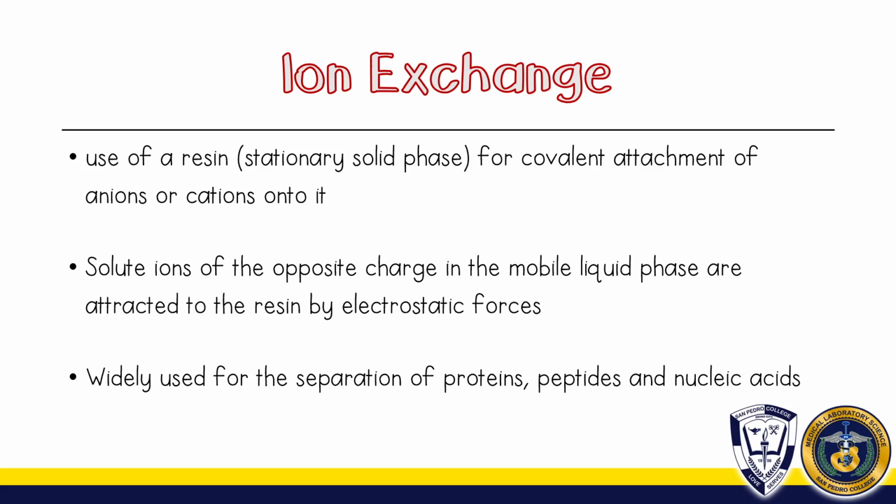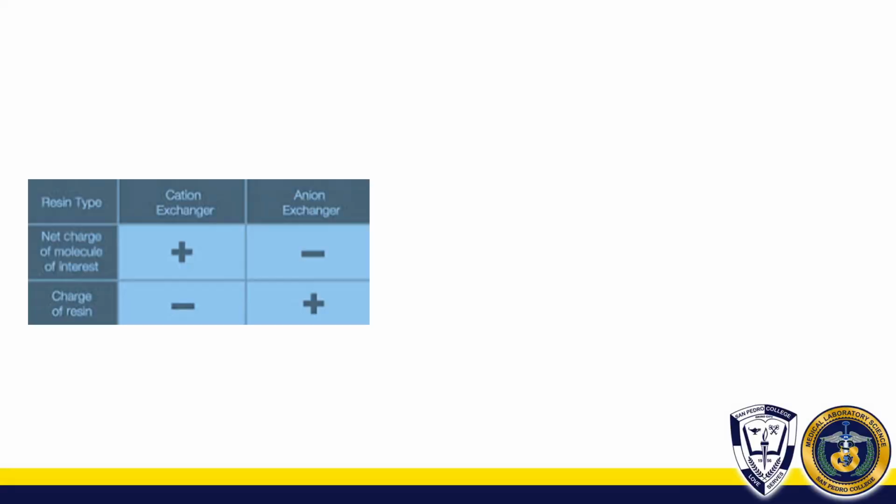Going back to biochemistry, proteins carry charges. Peptides are made up of proteins. Nucleic acids also need proteins, or are associated with proteins. That is why ion exchange chromatography is widely used in relation to proteins, because of the electric charges they carry. Now, for ion exchange, the resin type can either be a cation exchanger or an anion exchanger. This is the resin type I was referring to.